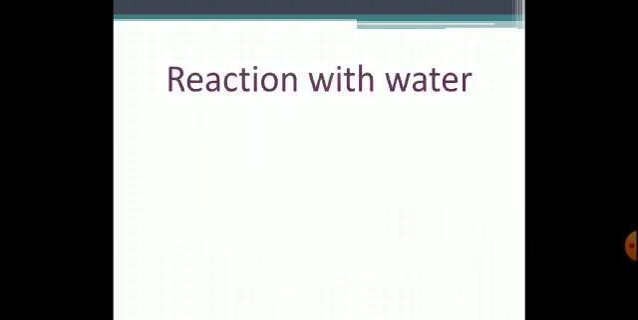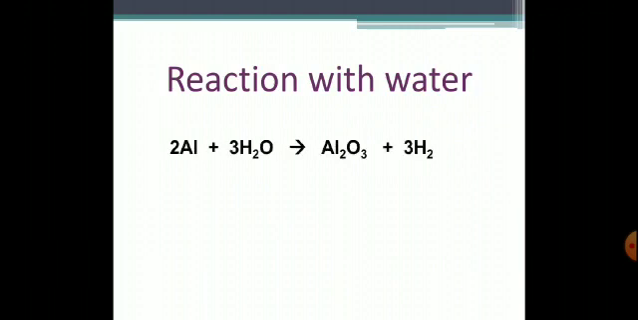Next, reaction with water. Usually aluminium reacts explosively with water, but it does not react with cold water because a strong layer of aluminium oxide coats over the metal of aluminium. That is why aluminium does not react with cold water. But with steam it gives aluminium oxide. So when it reacts with steam, aluminium forms aluminium oxide with the liberation of hydrogen gas.